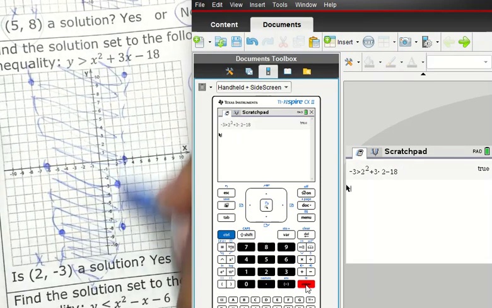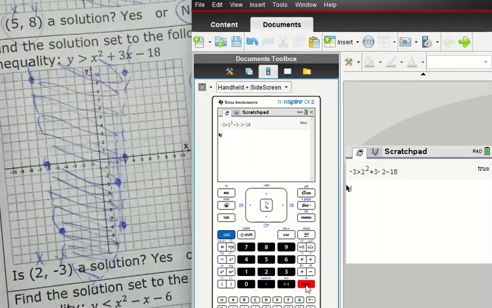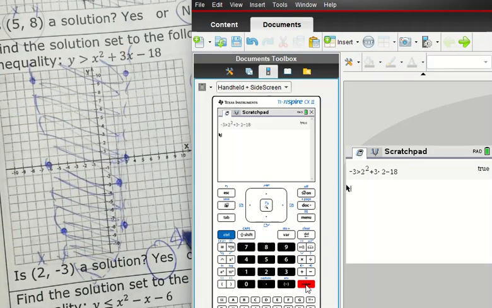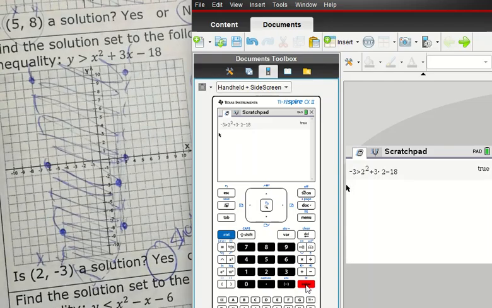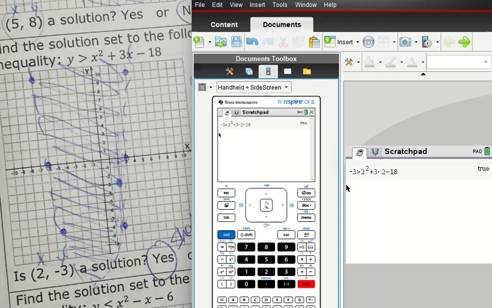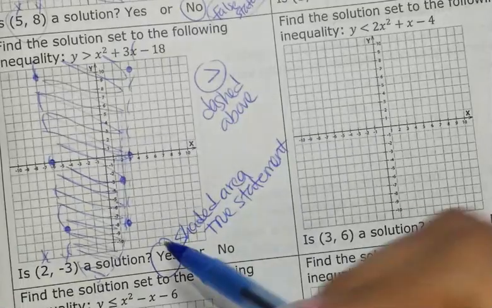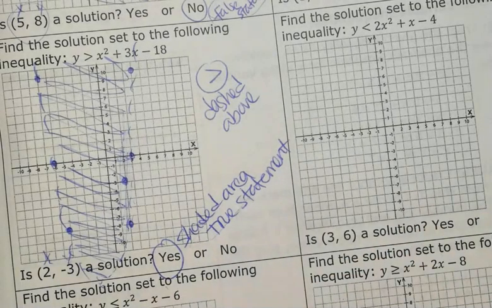That means this point is in the shaded area. So we can say yes because it's in the shaded area, but also we can say yes because it's a true statement. So this is the reasoning as to why it is yes. Okay, next problem.